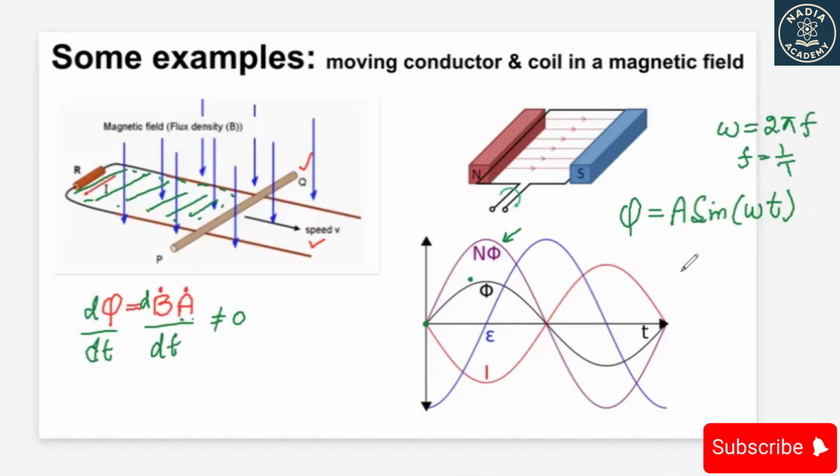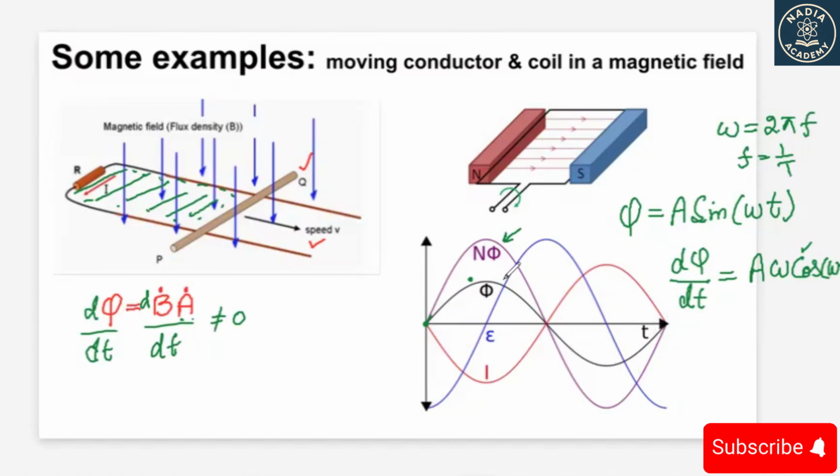Now, if we take its first order derivative, then dΦ/dt is equal to a constant times the derivative of sin, which is cos ωt, and this ω is a constant that we will have here. So now you can see that the flux is following a sinusoidal graph, and the induced EMF is following the cosine graph. This is the reason that we have this configuration of induced EMF and flux.